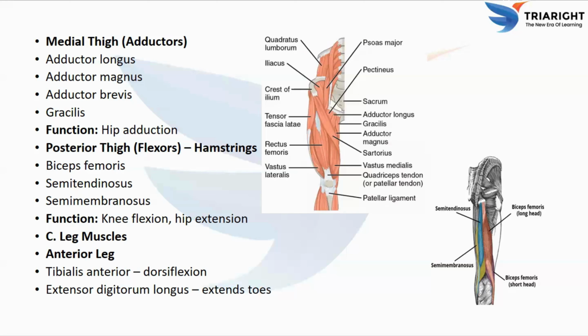So extensor digitorum longus runs along the anterior leg. What is the function? It extends the toes, it lifts them upward. It also assists in dorsiflexion. So this is about the anterior leg muscles. You can clearly see here in the picture the semitendinosus muscle, semimembranosus muscle, and the biceps femoris. I said that this biceps femoris has both the long head and short head. It is clearly shown in the picture.